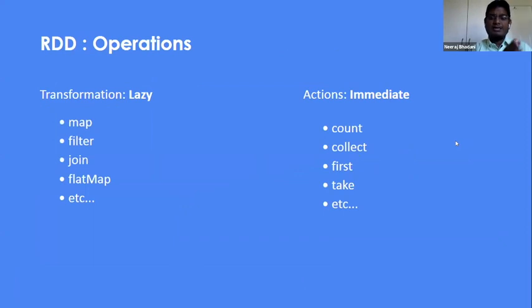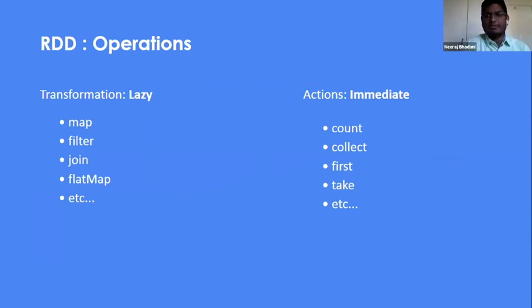Now, let's talk about the operations which you can perform on top of an RDD. There are 2 types of operations: one is transformations, another one is actions. Transformations work in a lazy fashion. Some of the transformations you can see on the screen are map, filter, join, flatMap. And some of the actions are count, collect, first, take. We'll see in the demo how they work.